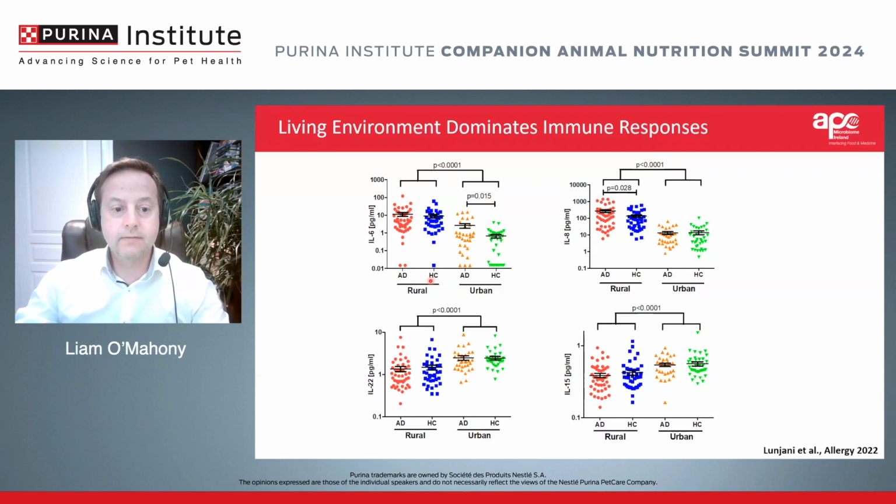So rural kids, whether they have atopic dermatitis or are healthy, have higher circulating levels of IL-6 compared to urban children. Also, the rural children have higher circulating levels of IL-8 compared to urban children, whereas the opposite is true for IL-22. This is higher in the urban kids, and IL-15 is higher in the urban kids. So overall, while the disease is important for sensitization, the overall immune tone of the children seems to be very heavily influenced by environmental exposures.